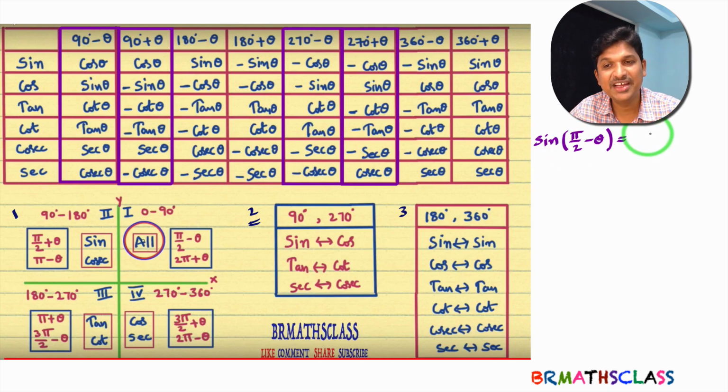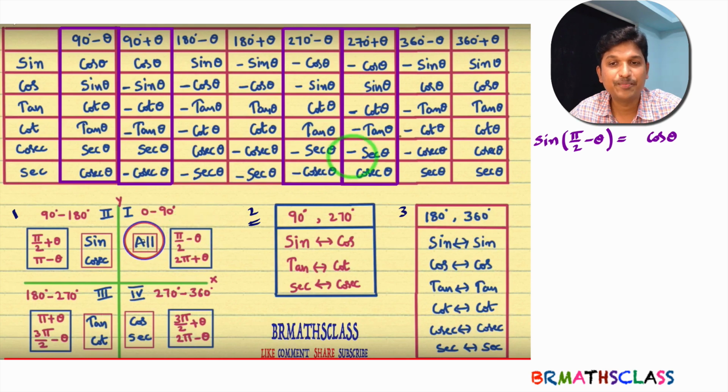Whenever you see 90 degrees, you just simply write sine as cos theta. You just write sine as cos. Now it became cos theta. Now the second thing is we need to decide whether to keep plus sine or minus sine. Pi by 2 minus theta is in which quadrant? You see here, this part. Pi by 2 minus theta is in which quadrant? It is in first quadrant.